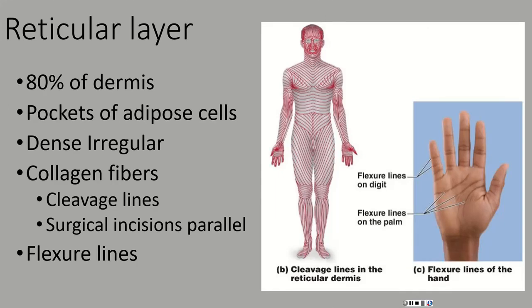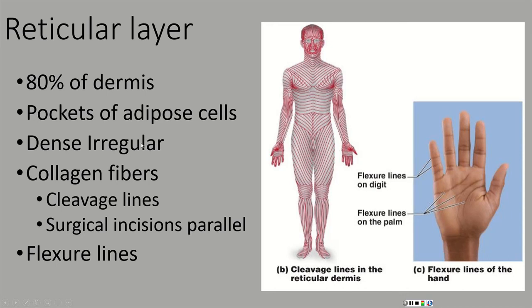Going deeper still, the deeper portion of the dermis is called the reticular layer. And the reticular layer makes up about 80% of the thickness of your dermis. So it's much thicker than the papillary layer was. Now, it's mostly dense, irregular connective tissue, but it's got pockets of adipose tissue extending up into it from the hypodermis. But the reticular layer is mostly dense, irregular connective tissue.